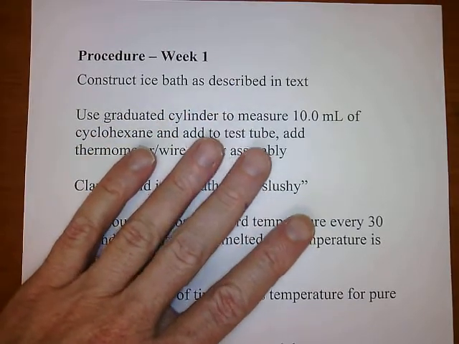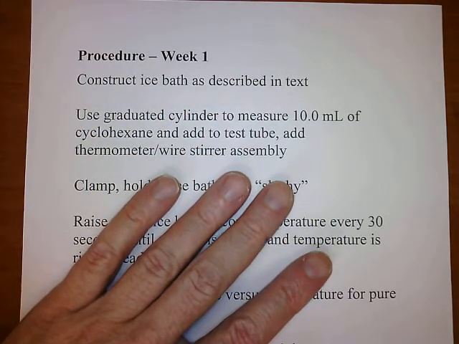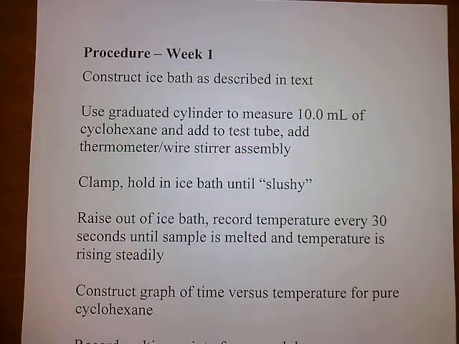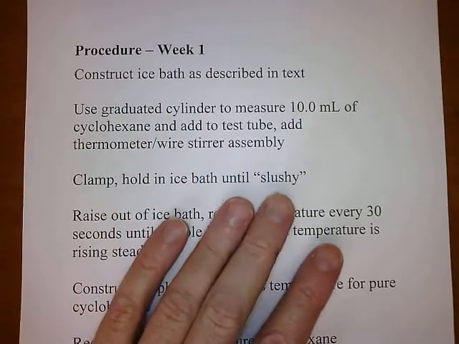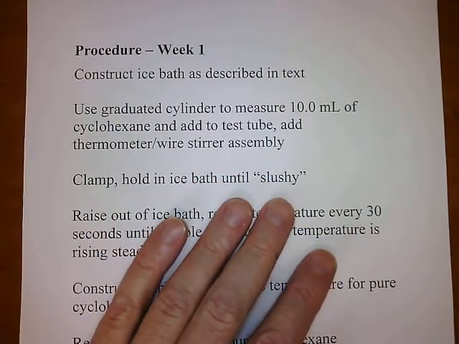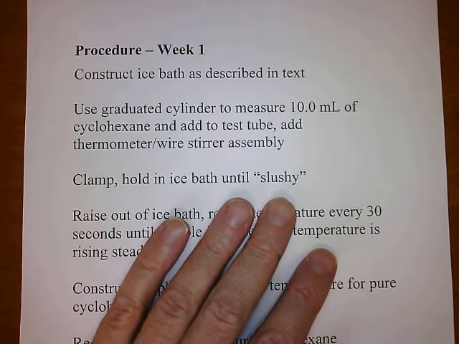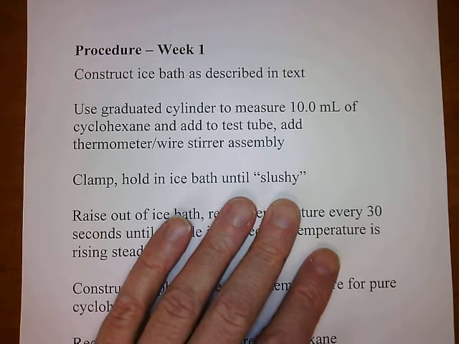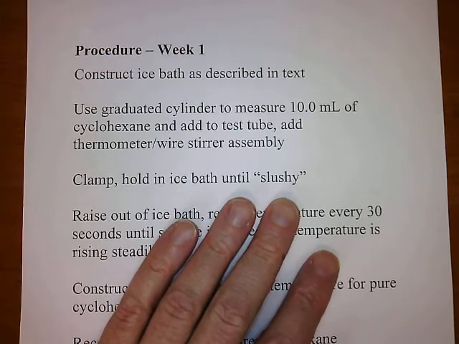So you're going to use a graduated cylinder to measure 10 mLs of cyclohexane and add it to the tube along with a wire stirrer assembly. You're going to clamp it and hold it until slushy, right? So we're freezing the cyclohexane. Cyclohexane freezes at 6.6 Celsius. The temperature of the ice bath might get as low as -1 after you've added the salt, maybe even -2. Cyclohexane will definitely freeze, okay?